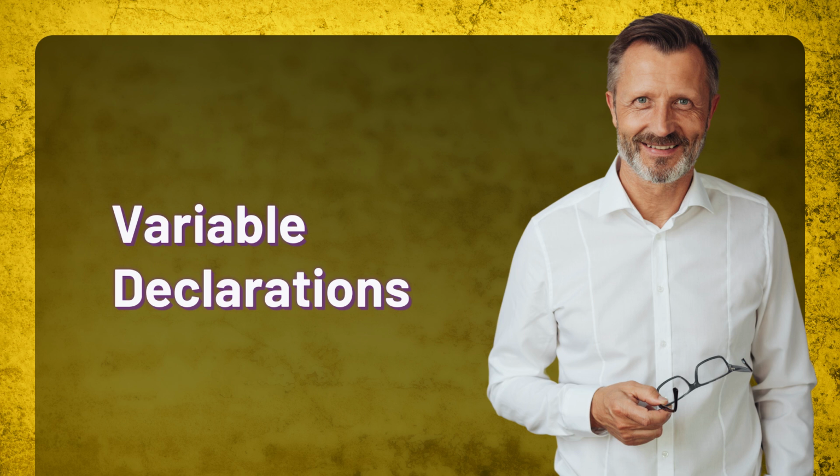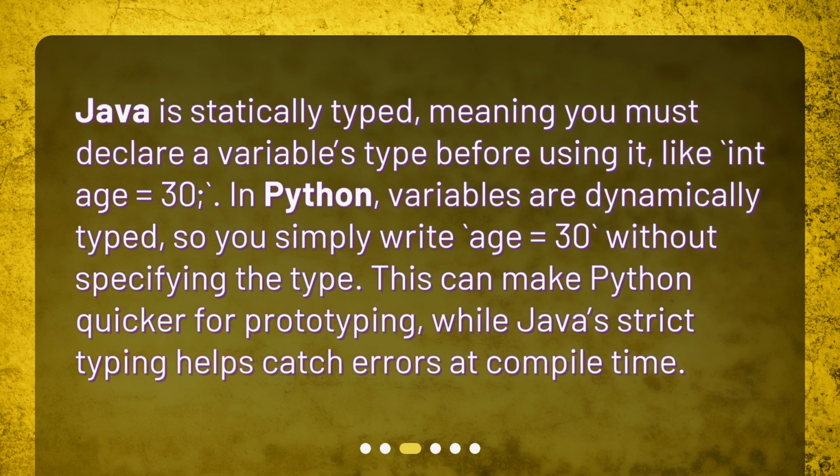Variable declarations. Java is statically typed, meaning you must declare a variable's type before using it, like int age = 30. In Python, variables are dynamically typed, so you simply write age = 30 without specifying the type. This can make Python quicker for prototyping, while Java's strict typing helps catch errors at compile time.